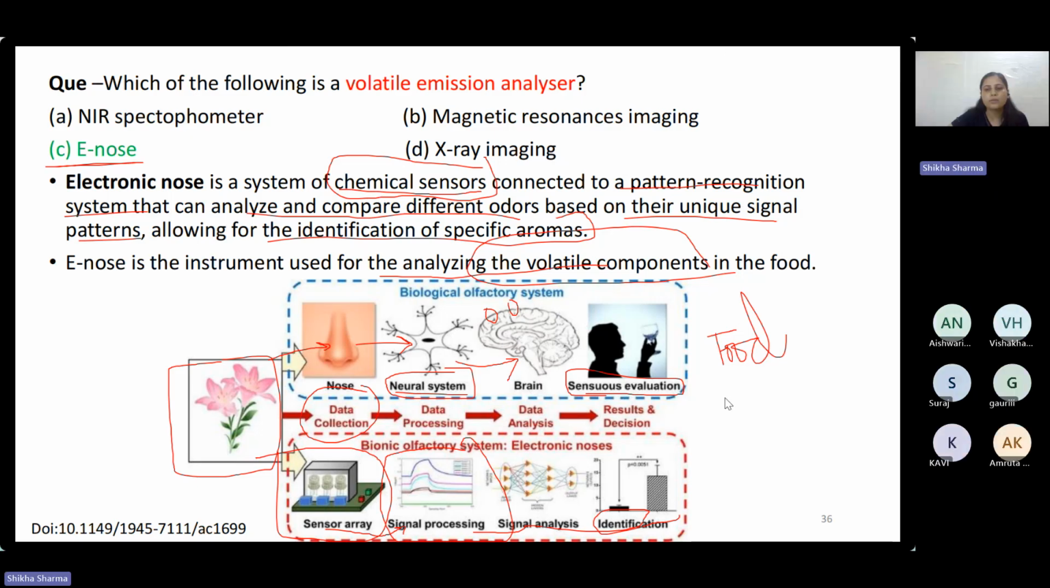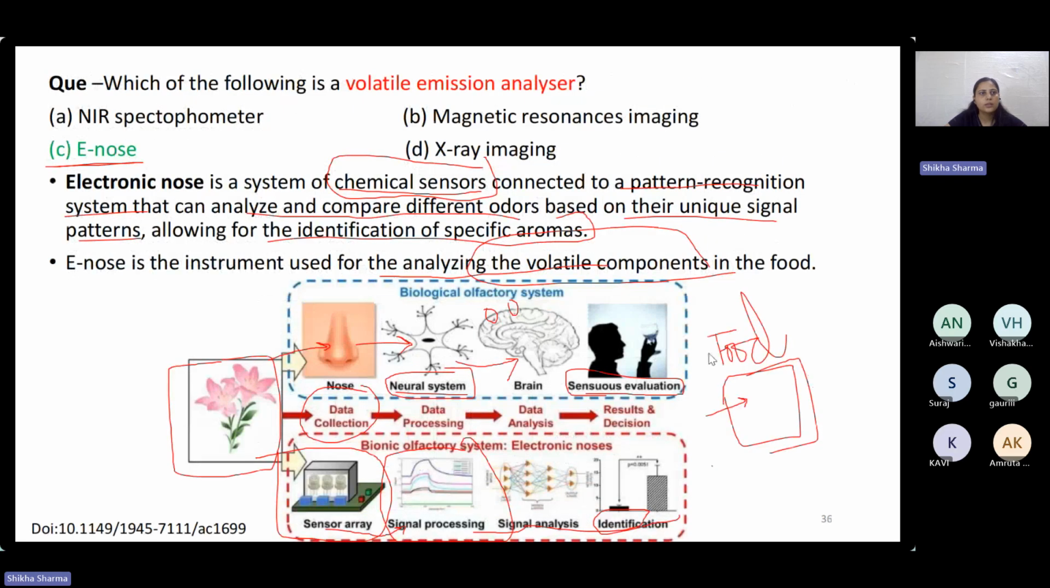So what happens? We have a certain library of the compounds, of the aroma, that this volatile, these chemical compounds are there in this particular food. So from that library, the e-nose is going to detect which kind of flavor or which kind of aroma compound is there in that particular food product.